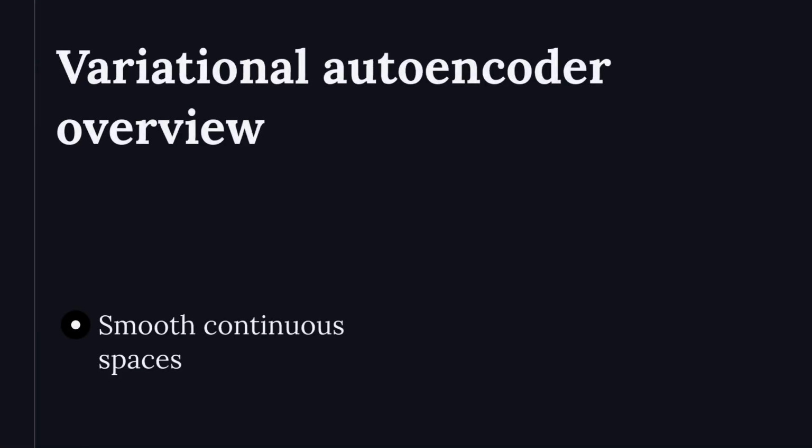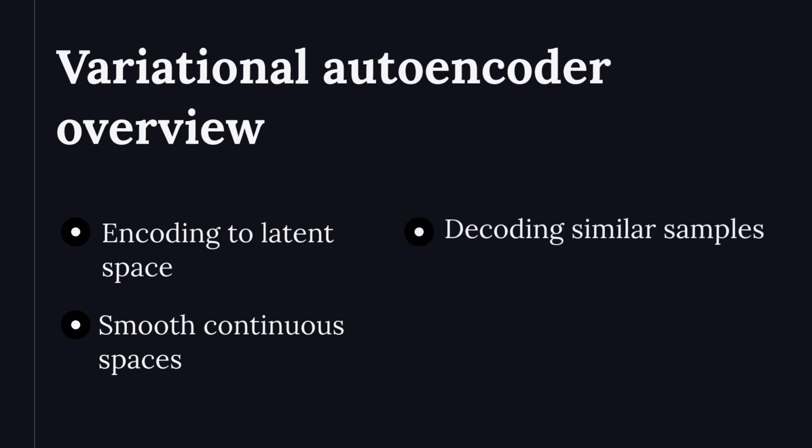Variational autoencoders encode data into a latent space and decode it to generate similar samples. They produce smooth and continuous latent spaces, which makes them useful for generating variations of data. Applications include image reconstruction, data augmentation, and anomaly detection, with stable training as a notable strength.